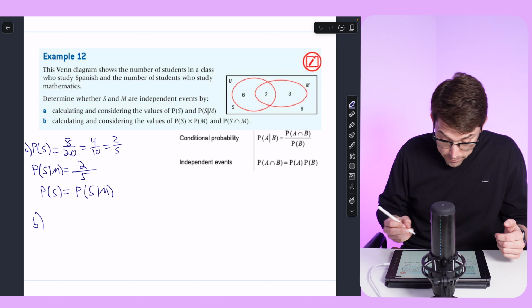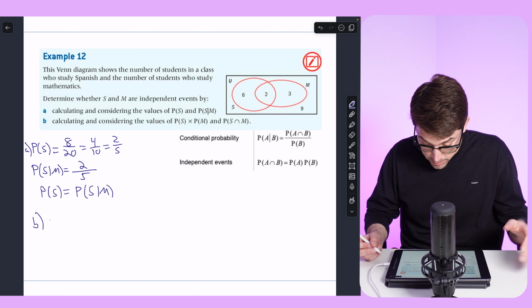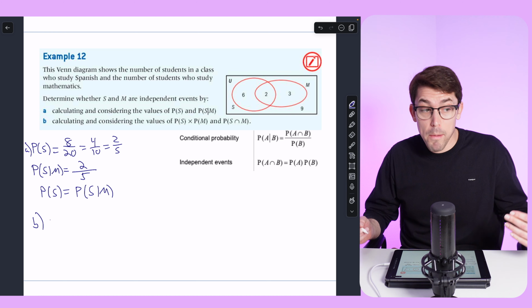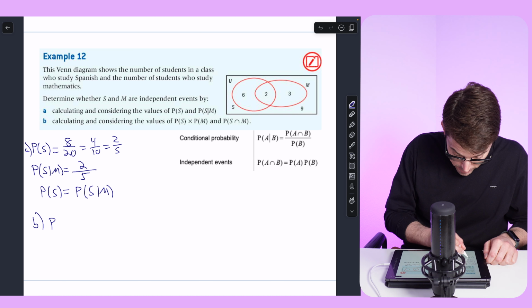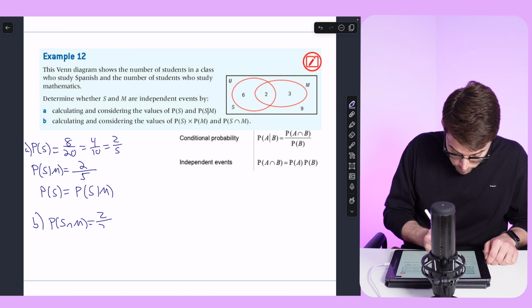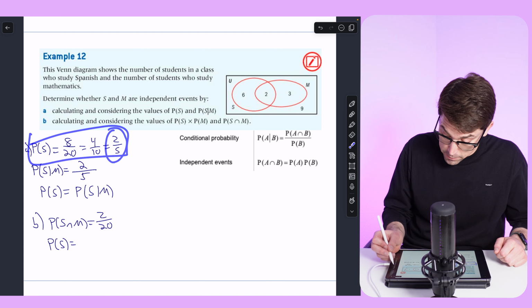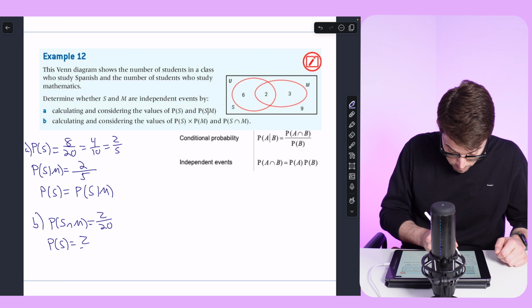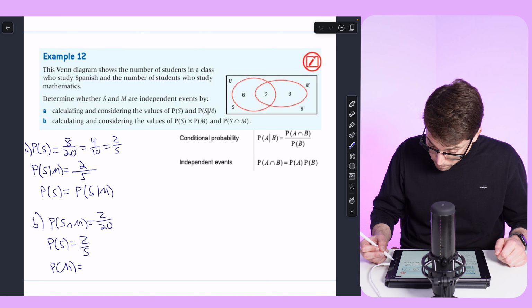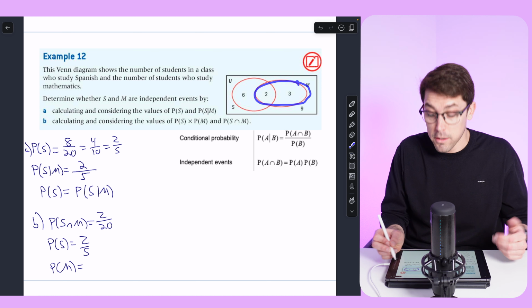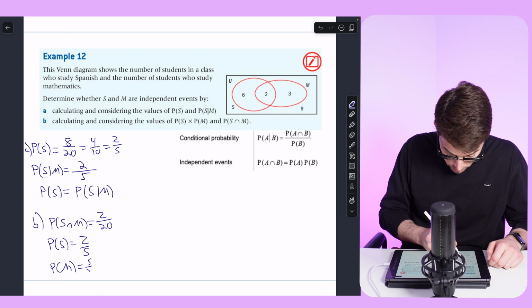Now how can I show that using the property that the probability of S times the probability of M equals the probability of the intersection? The probability of S intersect M is going to be 2 over 20. What is the probability of S? I already figured that out: it's 2/5. And what's the probability of M, which is math? I have 5 kids total out of 20, so that's 5 over 20.